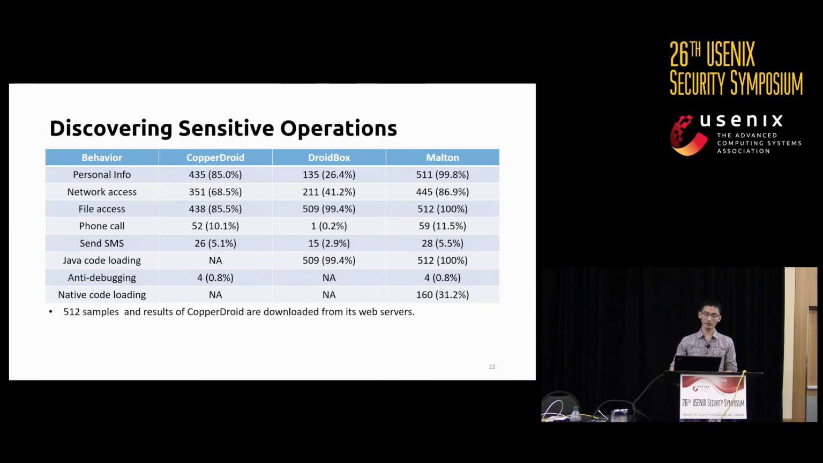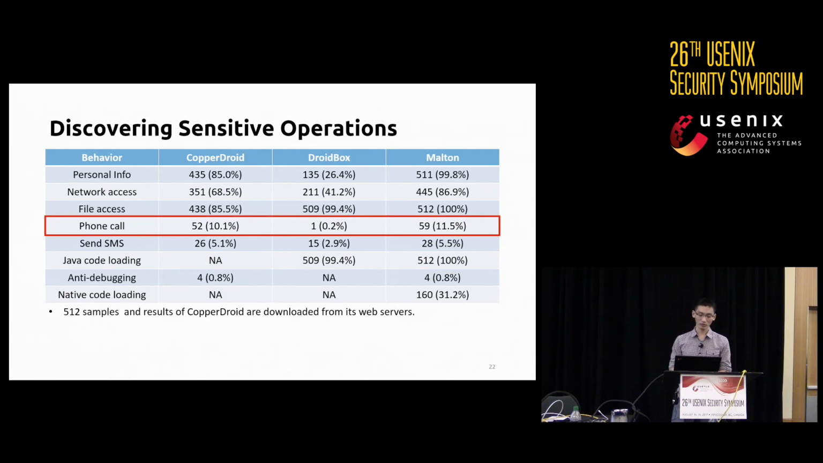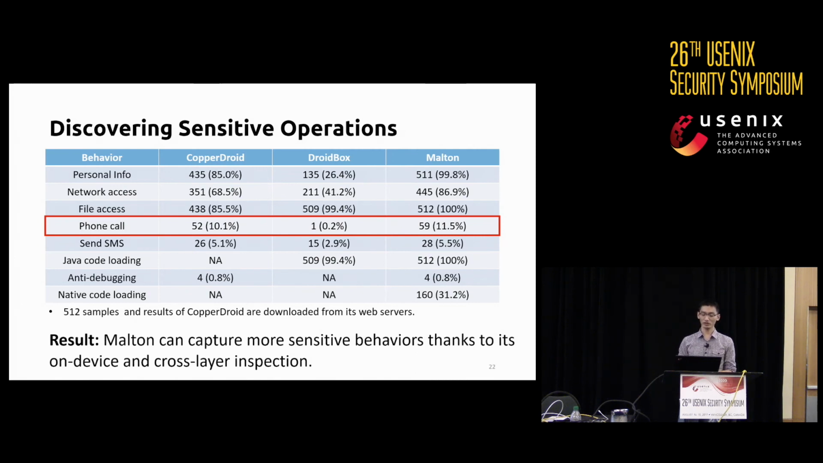From this table, we can find that for all the 8 different malicious behaviors, Malton detects more samples than the other tools. Take the phone call as an example. CopDroid finds 52 malware perform this behavior. DroidBox detects only 1 malware perform this behavior. And Malton discovers 59 malware that have this behavior. So from this result, we can find Malton can capture more sensitive behaviors thanks to its on-device and cross-layer inspection.